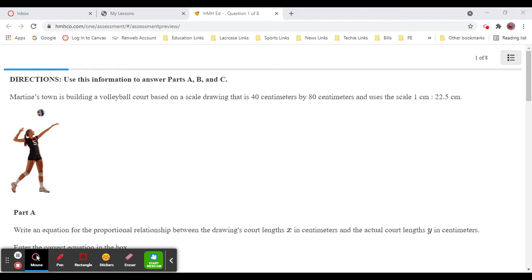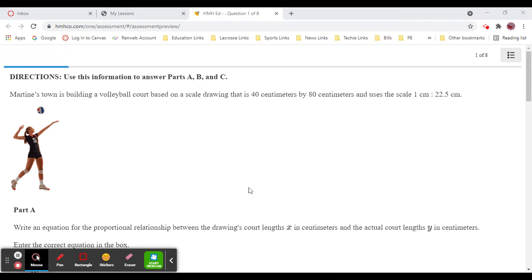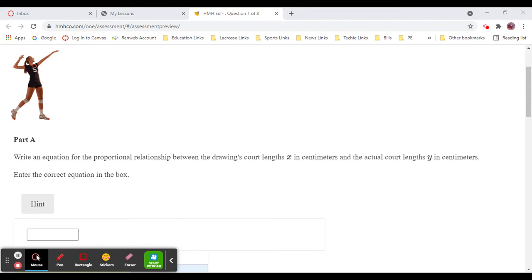All right, Martine's Town is building a volleyball court based on a scale drawing that is 40 centimeters by 80 centimeters and uses a scale 1 centimeter is 22.5 centimeters. So first we're going to write an equation for the proportional relationship between the drawing's court length x in centimeters and the actual court length y in centimeters. And we're going to enter that equation in the box.